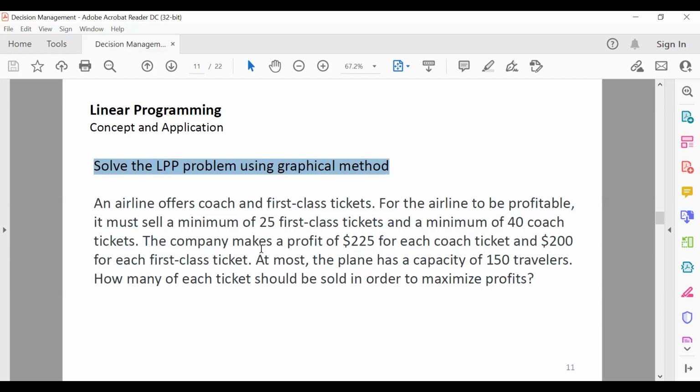Once you practice a few questions, you'll automatically be able to connect back that this question was from linear programming. That won't be a problem.